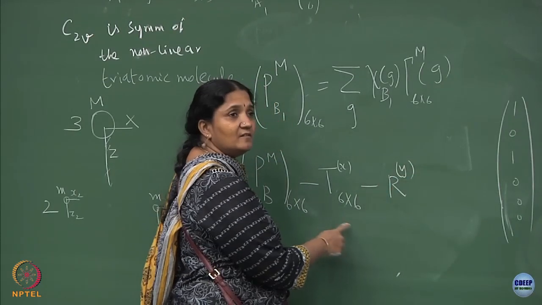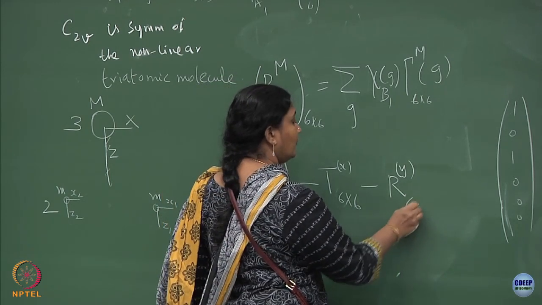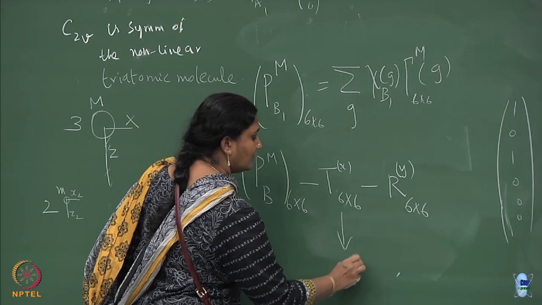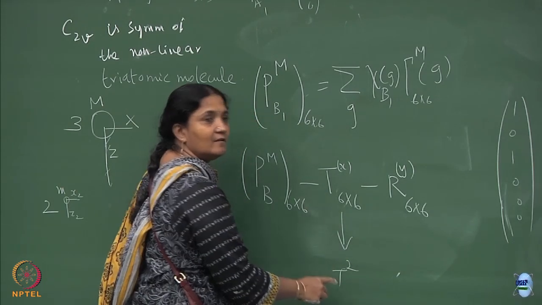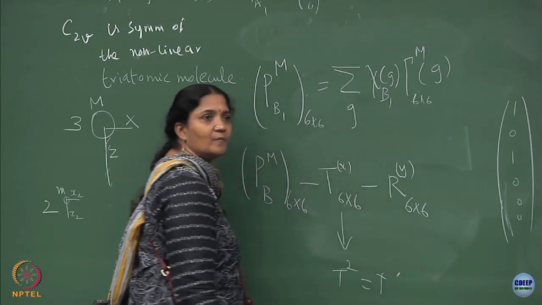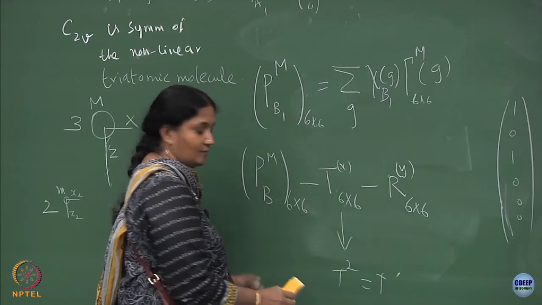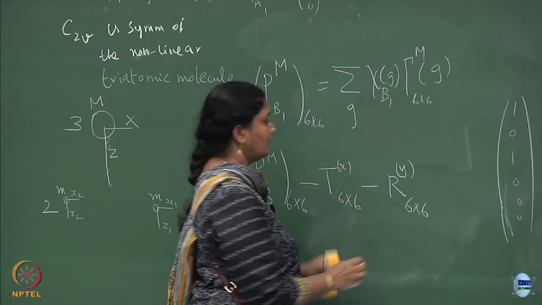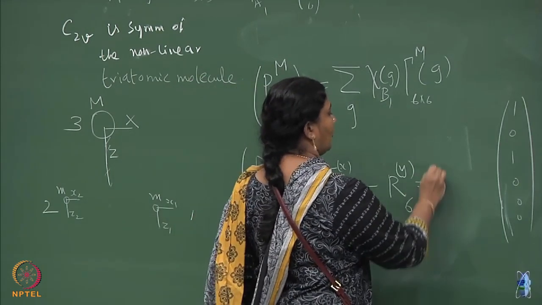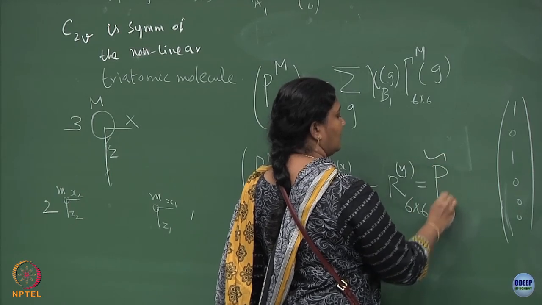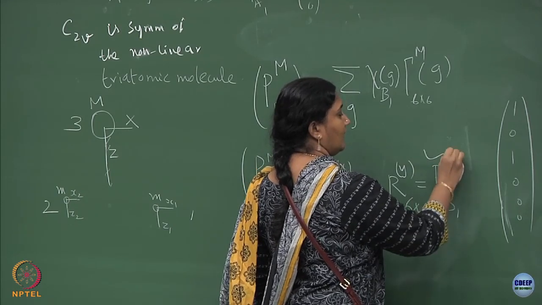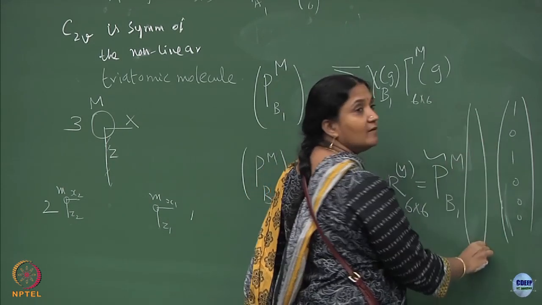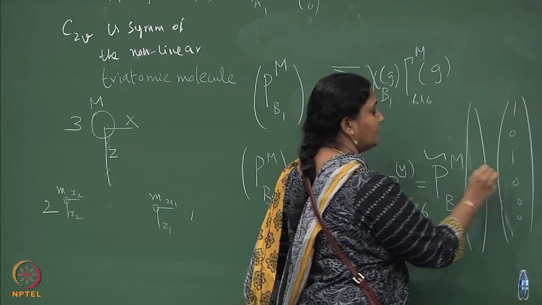in this basis should also be a projector. What is the definition of a projector? T squared, if you do twice, it should be the same. That is the definition of a projector. So, please fix this and find what it is that I will call P tilde B 1 M, and if it operates on an arbitrary state, I have to get this.